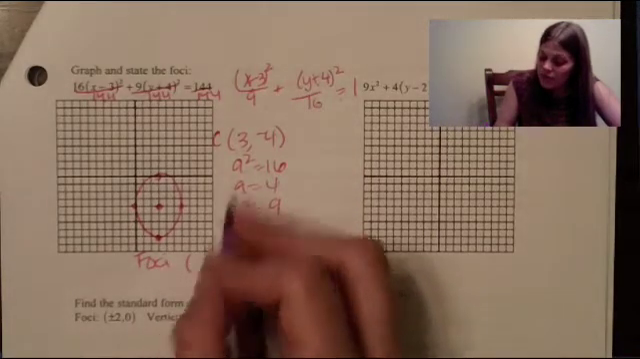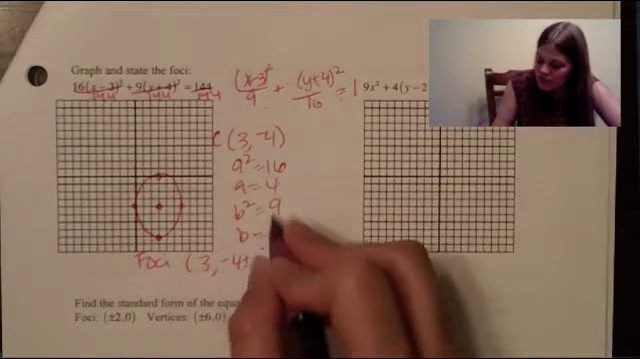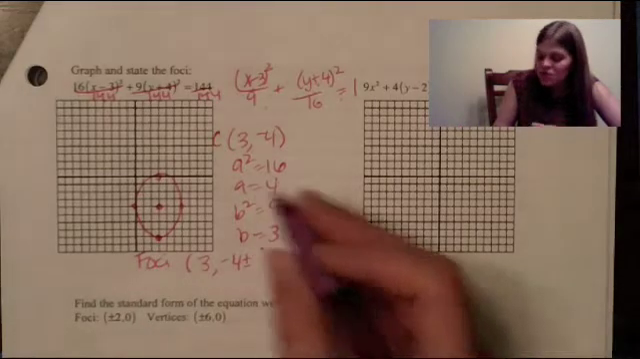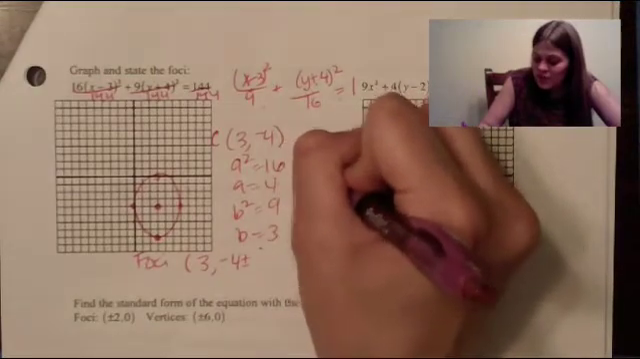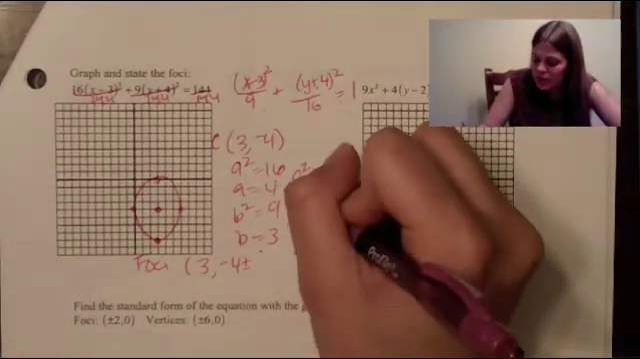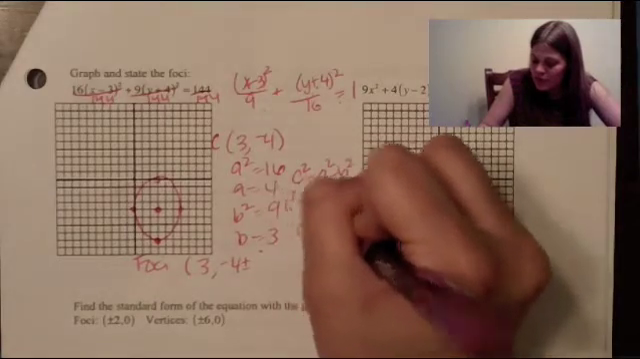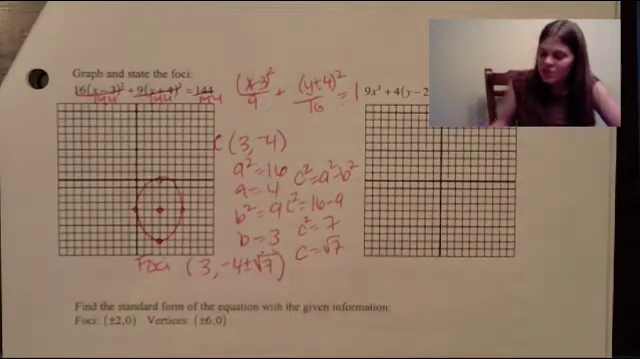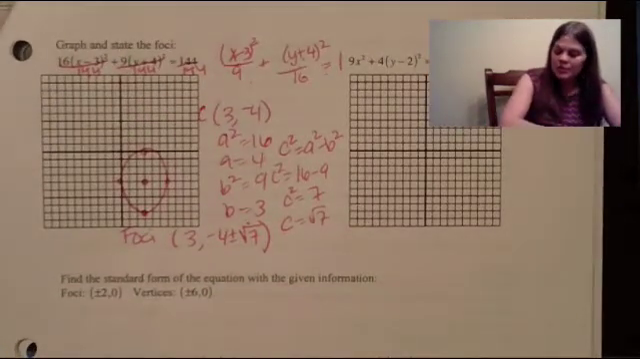the y value of the center, so I'm going to take 3 and -4 plus or minus the c value, which I didn't find yet, that's why I can't find it on my paper. c squared is a squared minus b squared, so I have 16 minus 9, so c squared is 7, so c is root 7, so then I do plus or minus root 7. Okay, try the next one by yourself, see what you come up with.